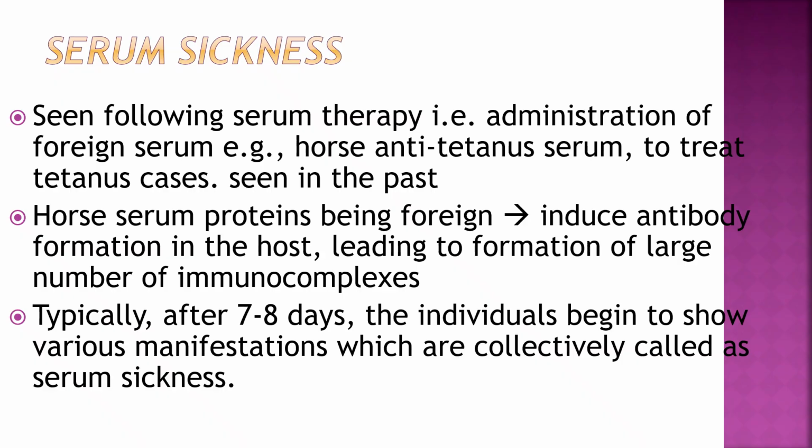Serum sickness is seen following serum therapy, that is, administration of foreign serum. Example: horse anti-tetanus serum, used in the past to treat tetanus cases. Horse serum proteins being foreign, they induce antibody formation in the host, leading to formation of a large number of immune complexes. Typically, after 7 to 8 days, the individuals begin to show various manifestations which are collectively called serum sickness.